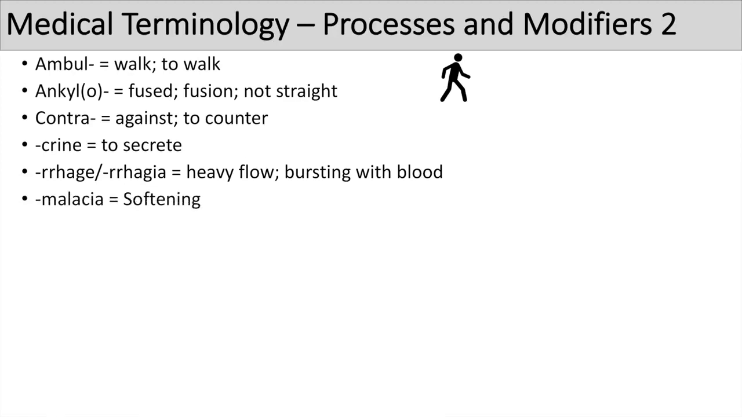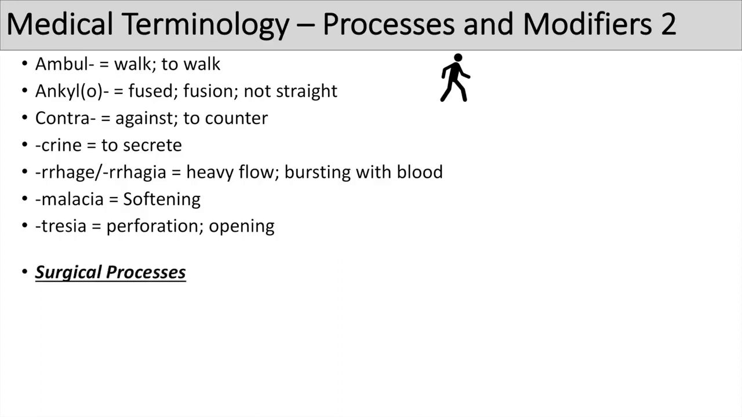The next suffix is malacia. This means softening. The next one is tresia. This means perforation or opening. You can think of the word atresia.